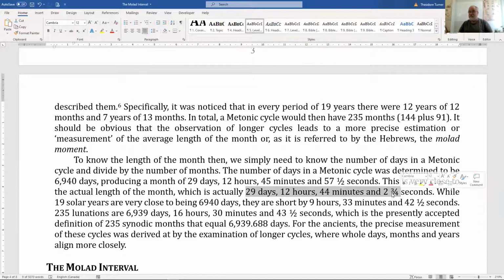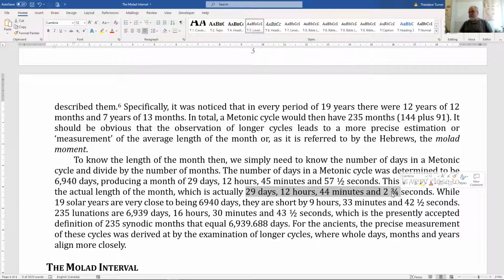So when we're dealing with the actual number of days and solar years in relationship to the months, that is, 235 lunations are 6,939 days, 16 hours, 30 minutes, and 43 and a half seconds. So you can see that there's a difference, which is precisely the accepted definition of 235 synodic months that equal 6,939.688 days. So when you're trying to line up years and days and months, they don't line up equally.